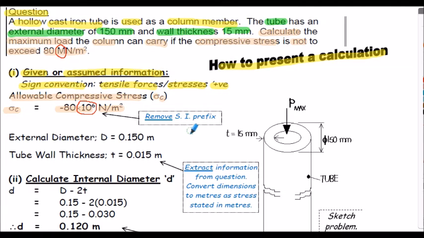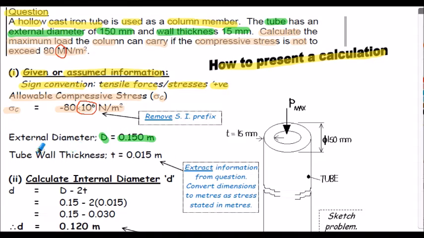Also from the question, we're given the external diameter. I've labelled that as capital D here. In the question, it states 150 millimeters. I'm converting that into meters because the above compressive stress is stated in newtons per meter squared. So I will now convert all my dimensions into meters. So 150 millimeters is 0.15 meters.